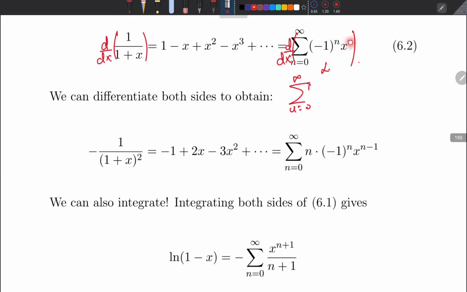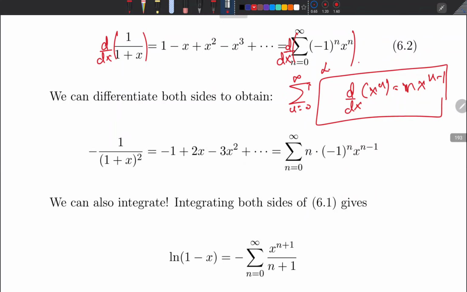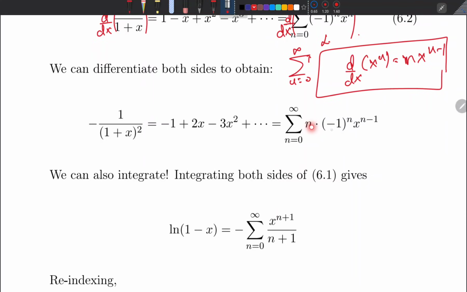It's the derivative of x to the n, which is n times x to the n minus 1. That's what is written over here. We have n times minus 1 to the n, because minus 1 to the n does not depend on x, so we don't need to take its derivative, but we have taken the derivative of x to the n, which comes out to be n times x to the n minus 1.